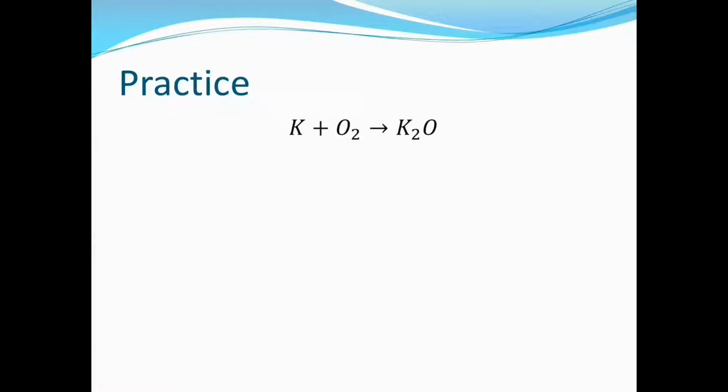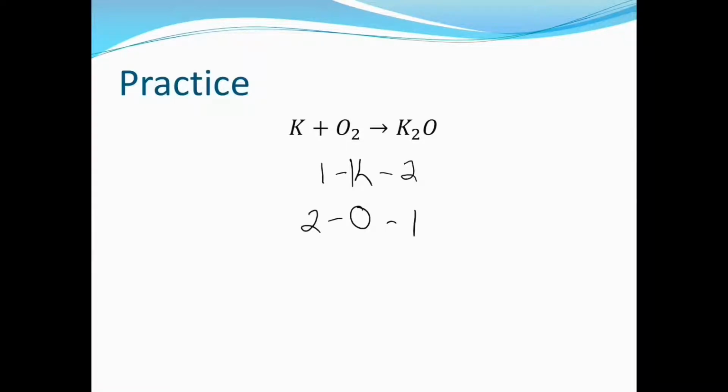All right, so let's do this. We've got potassium plus O2 makes potassium 2O. All right, so we have potassium and oxygen. How many atoms do we have on each side? Well, on the reactant side, we have 1 potassium and 2 oxygens. But on the product side, we have 2 potassiums and 1 oxygen.